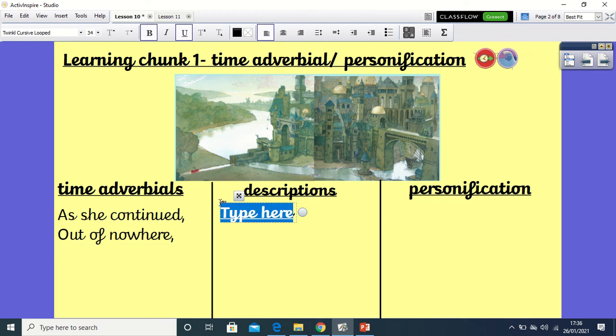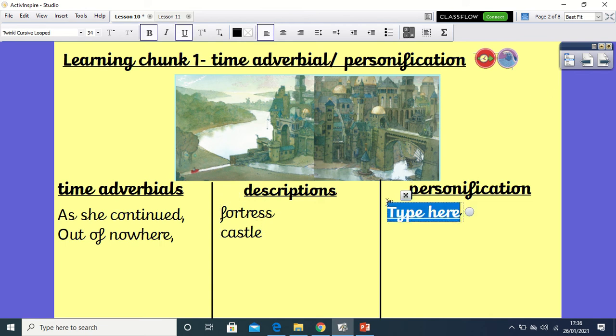Then the descriptions box is going to be, well, what is it that she can see in front of her? Are you going to say that it's a fortress? Are you going to say that it's a castle? What do you think she's looking at? Any words that sort of summarise what the thing is that's in front of her.